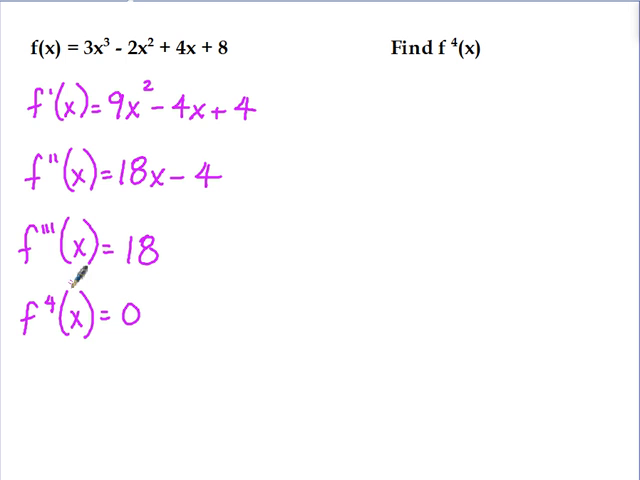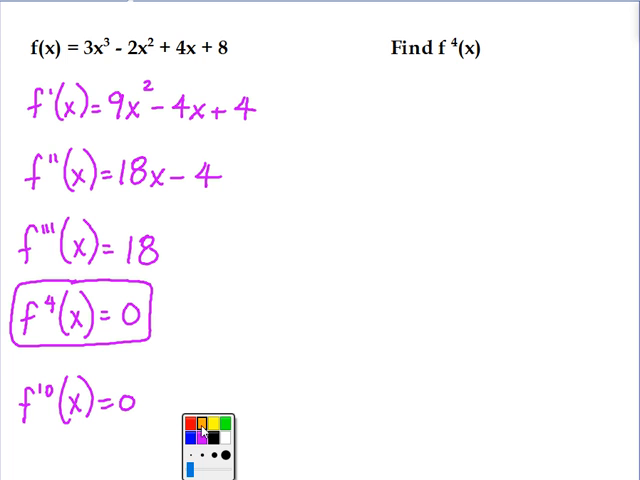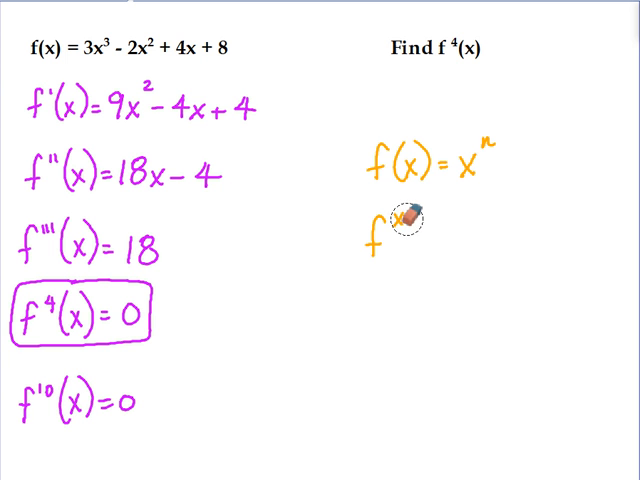Now they only asked us to find f to the fourth, but if they had asked me to find f to the 10th, that's still going to be 0. You could just keep going on and on forever. Any derivative higher than that is going to be 0. So just as a rule, if you have a polynomial that's x to the n, and they ask you to find the derivative of anything above that exponent, anything that's higher, the derivative is going to be 0.